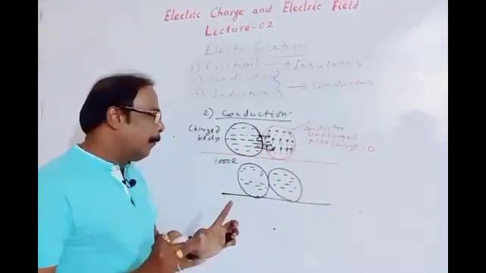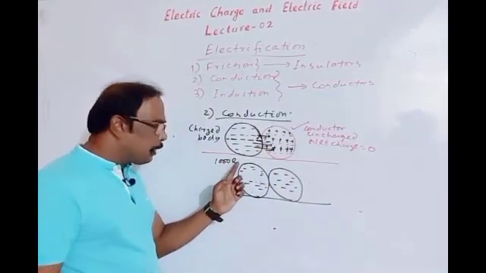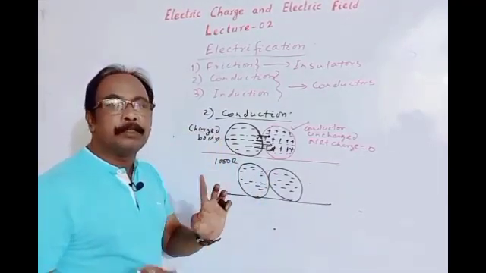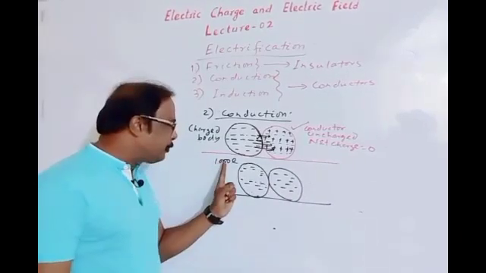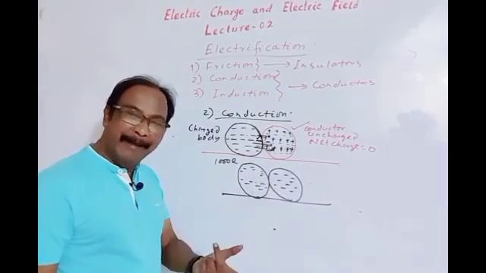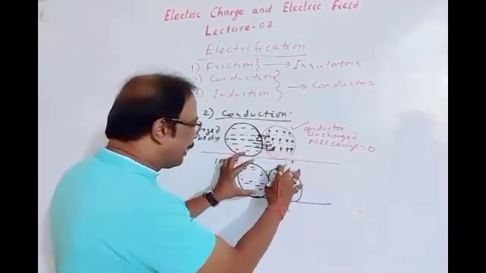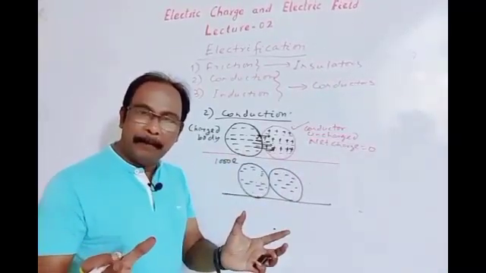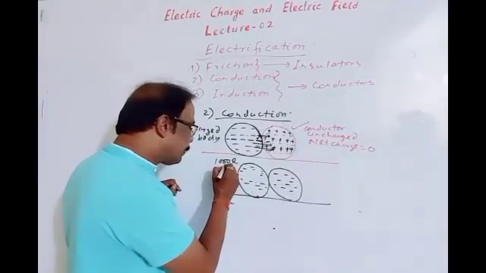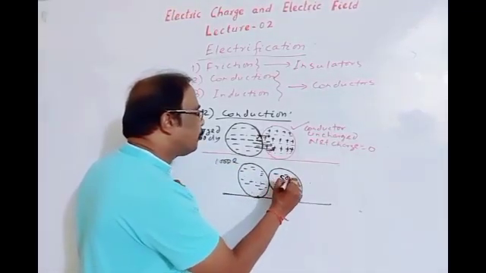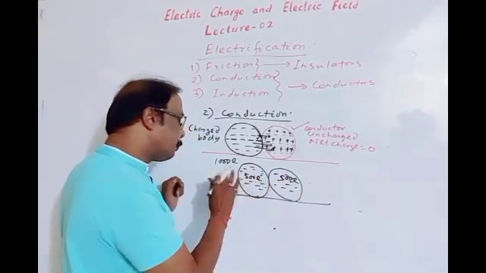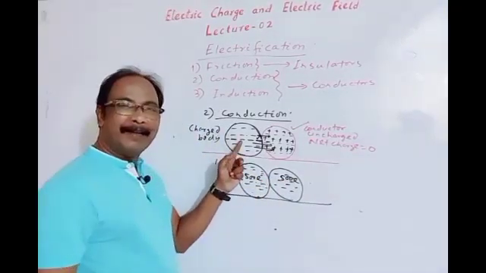Then how will these 1000 electrons be distributed in both the charged and uncharged body? This is a question. Will the distribution of the number of electrons be equal? Yes, if the two bodies are identical in shape, then the distribution of charge will be equal. Suppose there are 1000 electrons on this body. There will be 500 electrons on each body.